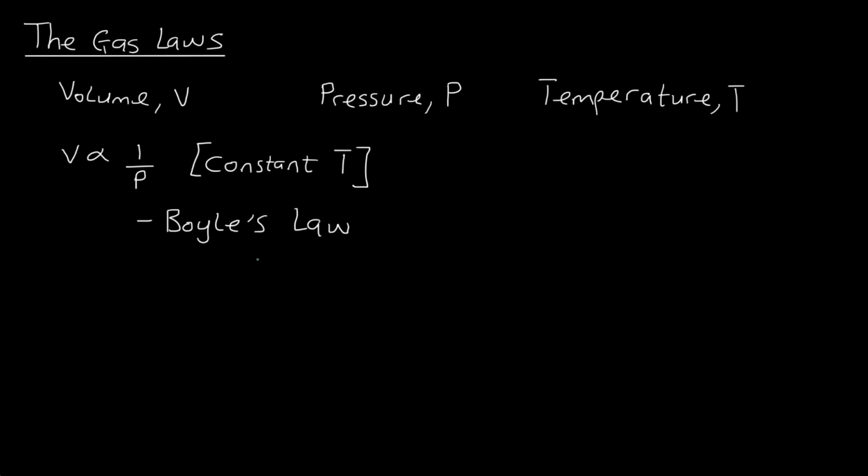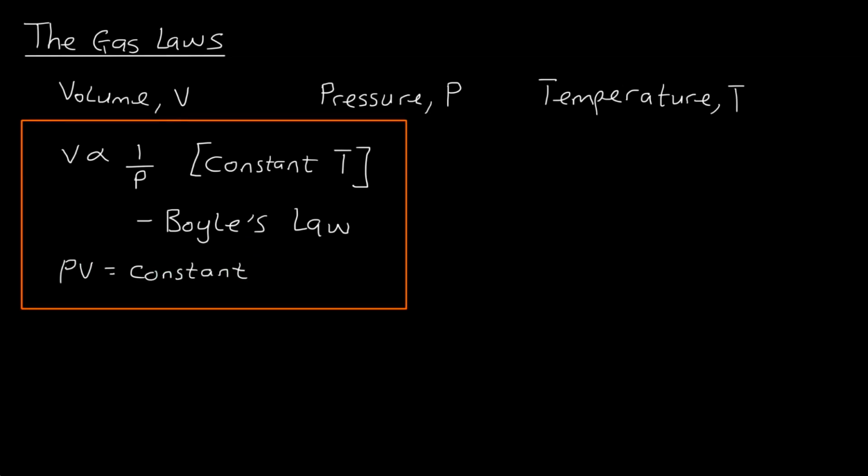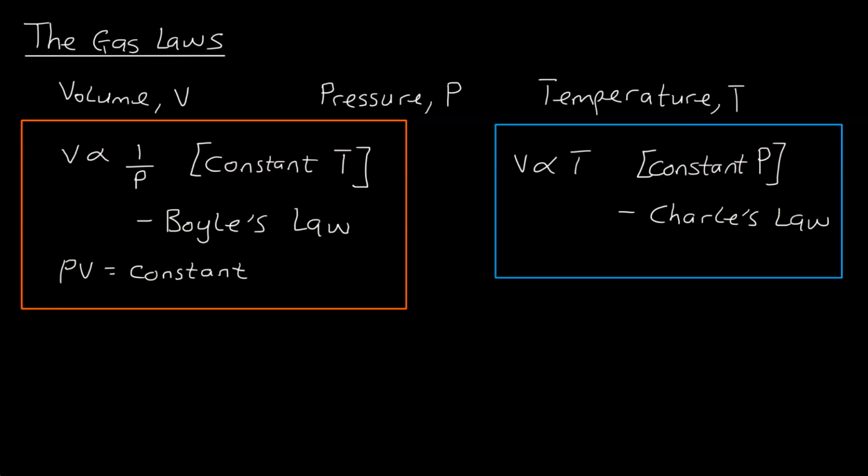From Boyle's law, we can state that the product of pressure and volume of a gas will remain constant provided the temperature does not change. Another gas law, called Charles' law, expresses the relationship between the volume and the absolute temperature of a gas at constant pressure, and it states that the volume of a fixed quantity of gas is directly proportional to the absolute temperature when the pressure is kept constant.